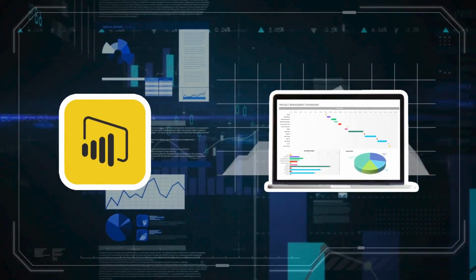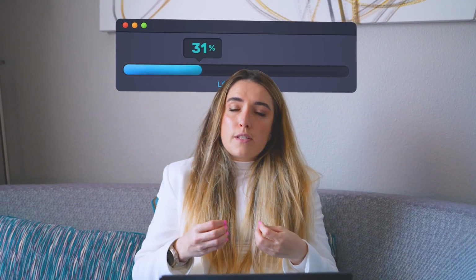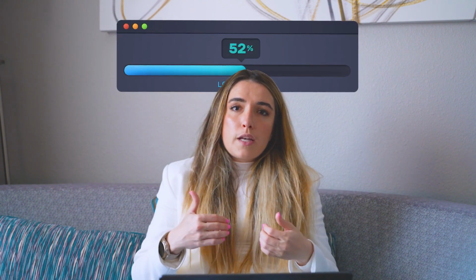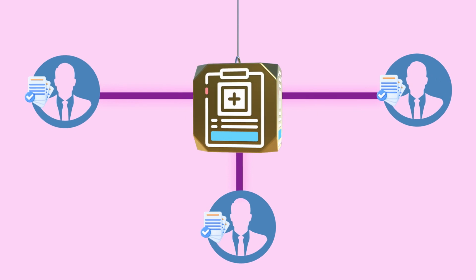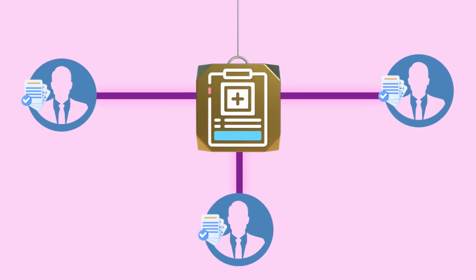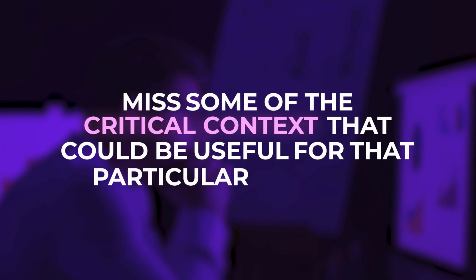graphs around your insights. And then lastly, the process of generating reports, emails, or really synthesizing all of this analysis into a document itself is very time consuming, to ultimately end up in just a static document that gets shared, whether that's internally or cross-functionally, which can oftentimes, depending on who's looking at it, miss some of the critical context that could be useful for that particular function.